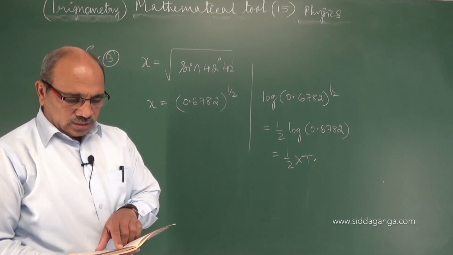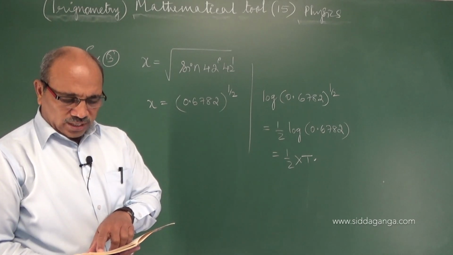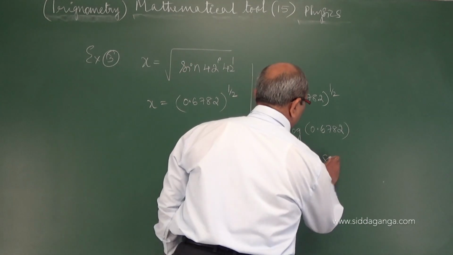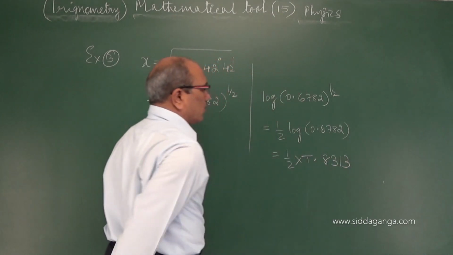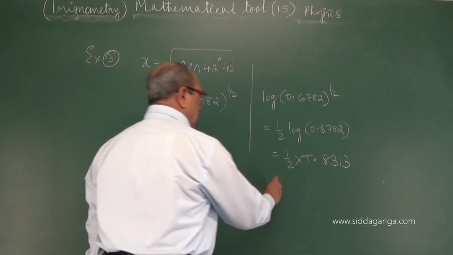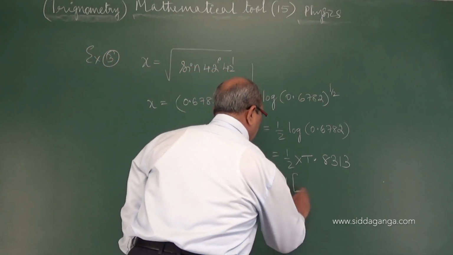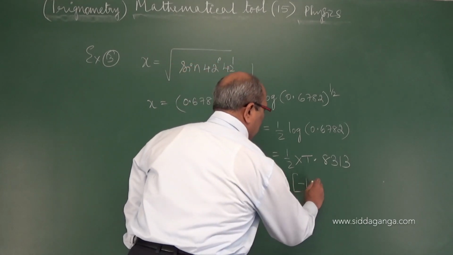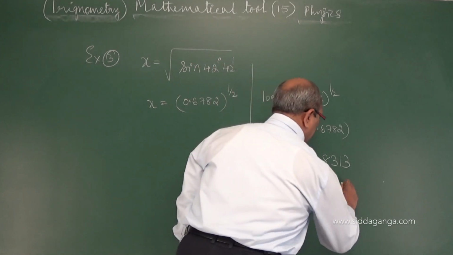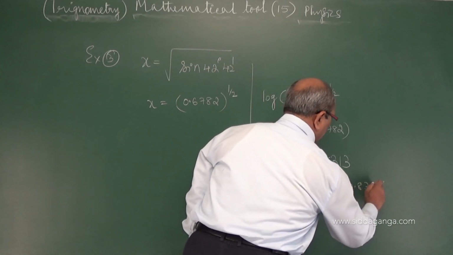6782 is 1.8312, 8313. So bar 1 is not divisible. I explained you in the last class. In such case I told you it is minus 1. Minus 1 plus 1 can do, and split this as 0.8313.